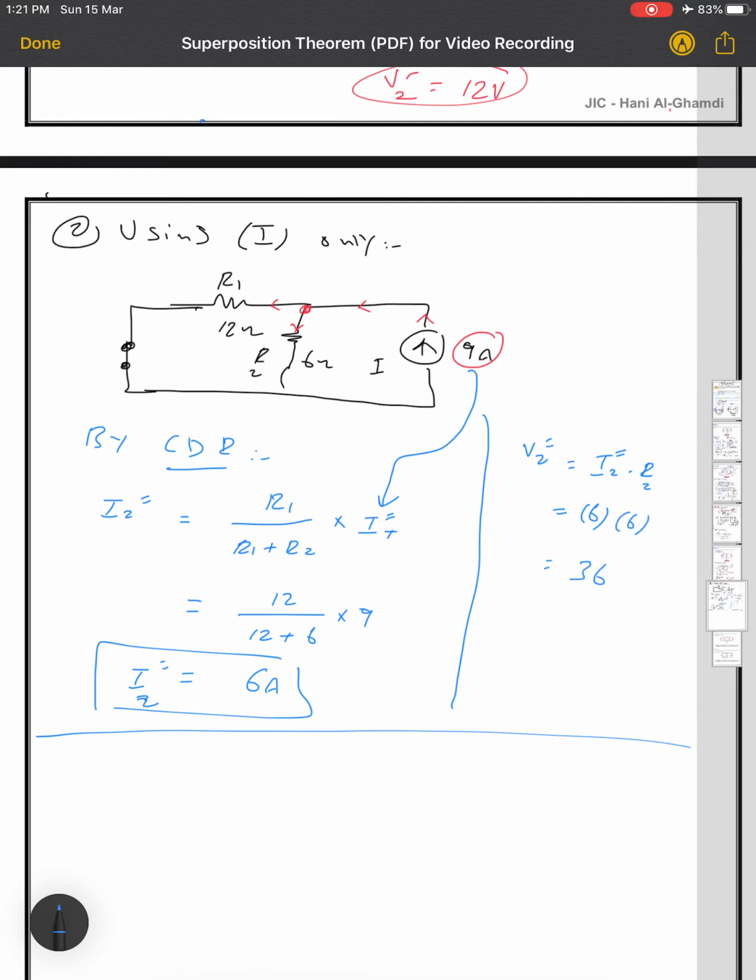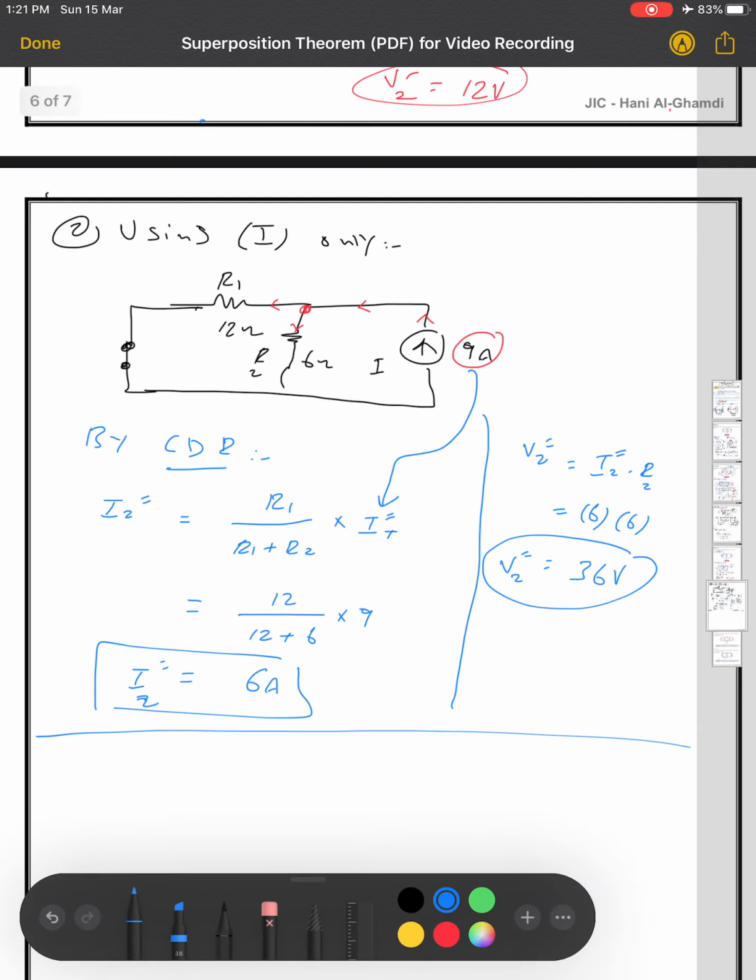It will be 36 voltage. Okay, check. So this is my V2 double prime. Is that the final answer? No, it cannot be. These are only primes, found by using each source individually, but I need to find the actual value. So let me use another color here, which is the red color.